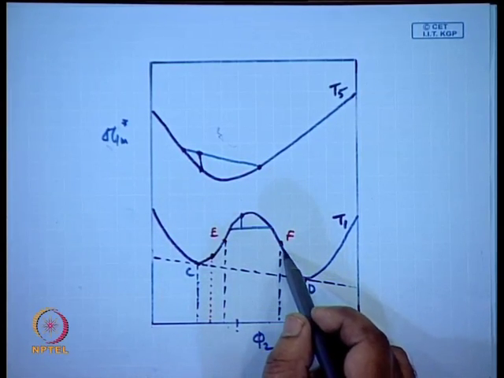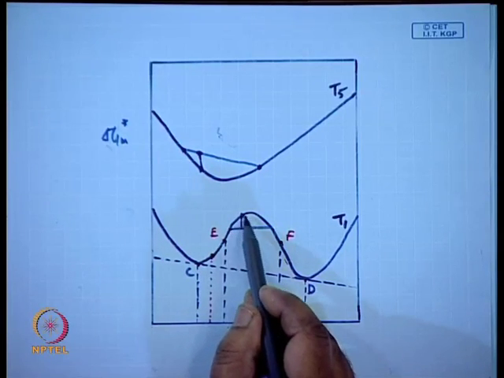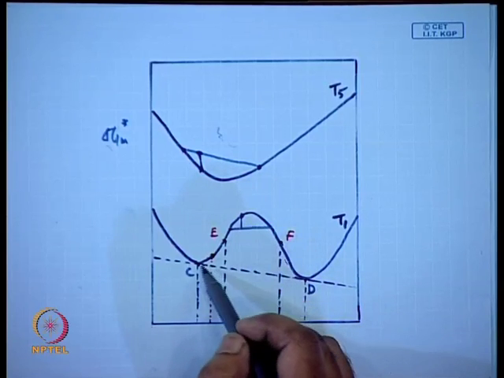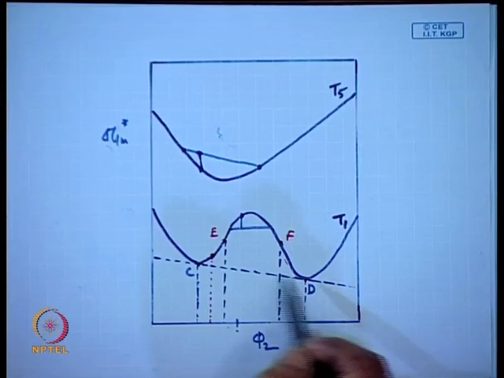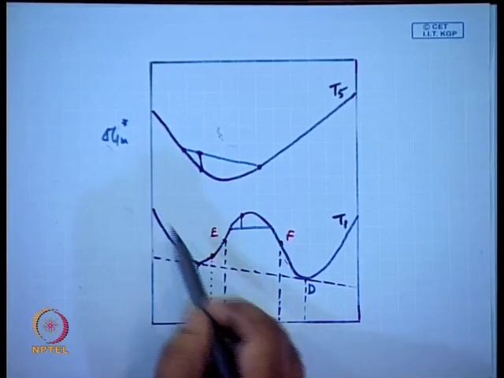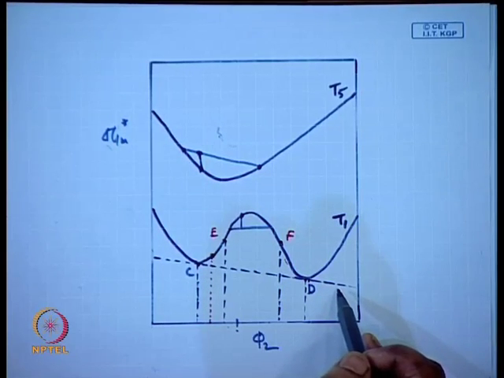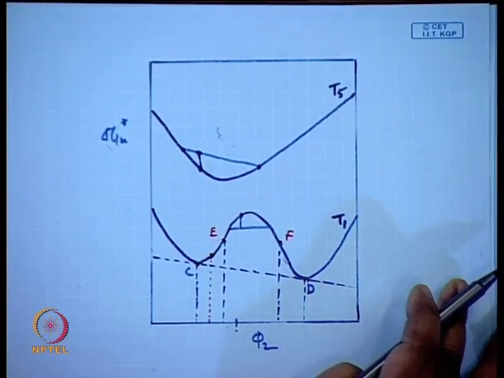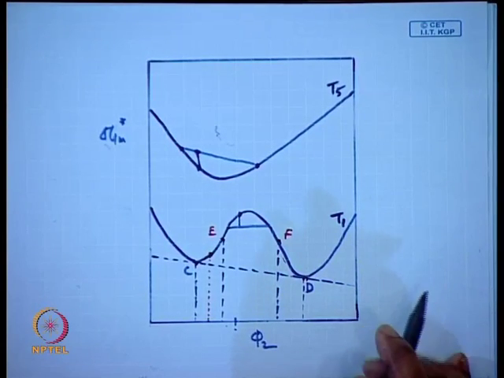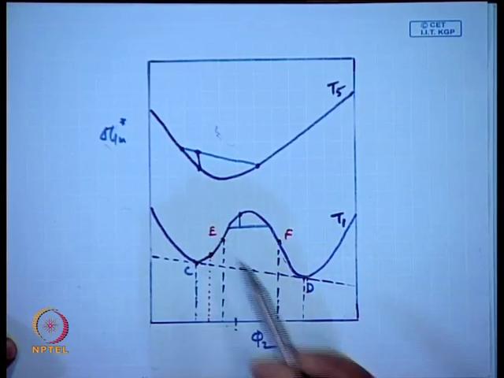So, these regions are metastable, C to E and F to D, and any composition between E and F is completely unstable, which will immediately phase separate into C and D, and any composition between this point and C, and D to the end, would be stable, okay. They will be a clear solution. This is the inflection point, this is the inflection point.